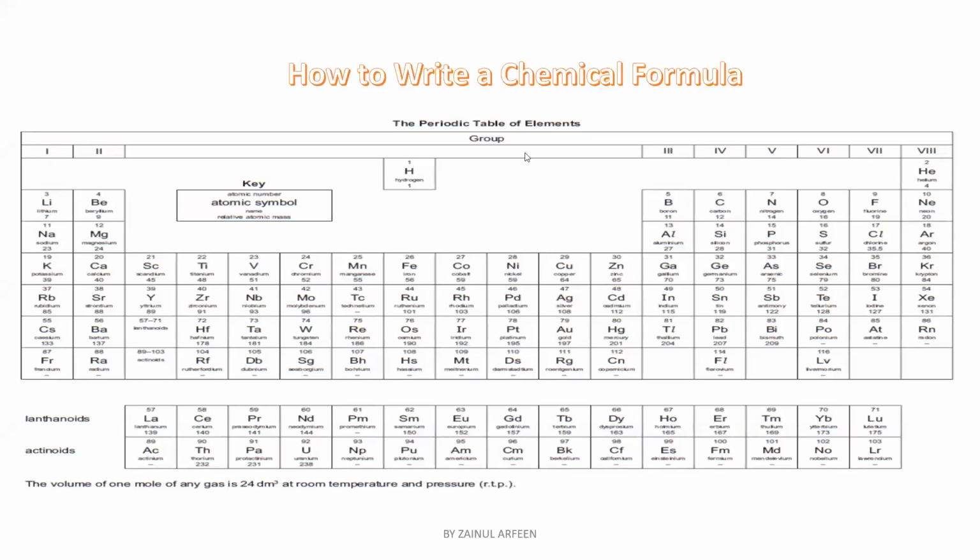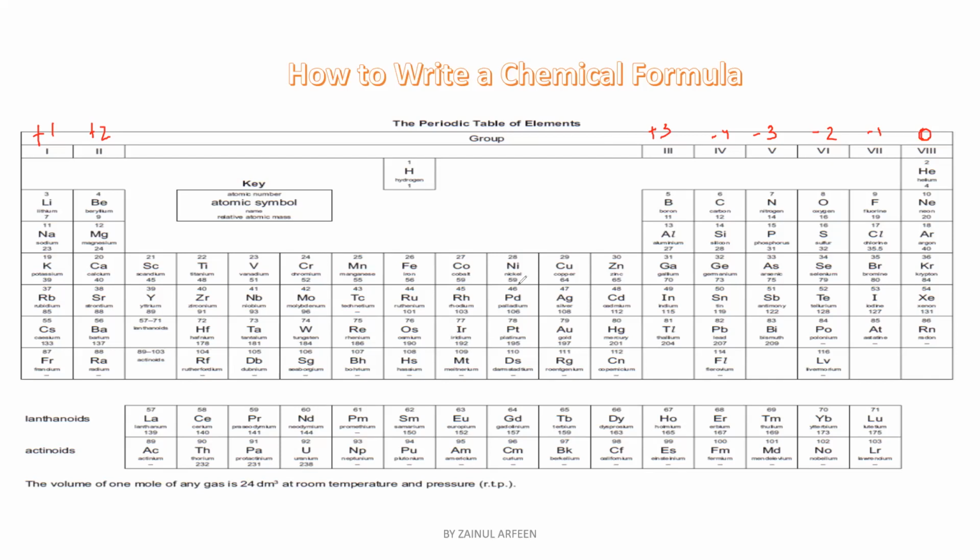So we'll continue the topic how to write a chemical formula. As we discussed yesterday, when we are writing a chemical formula, what we have to look for? We have to first look for the symbol as well as the valency. So if it is group 1, it will be plus 1, group 2 will be plus 2, group 3 will be plus 3, group 4 is minus 2, group 5 minus 3, group 6 minus 2, group 7 minus 1, and group 8 is 0.